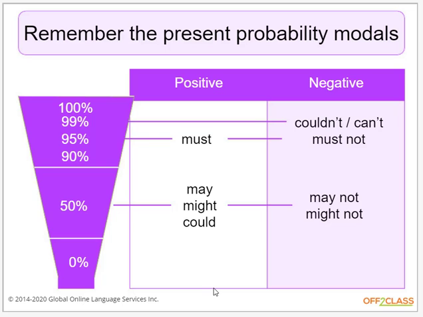Remember the present probability modals, right? So like positive, negative, and you can see there are percentages. So like must not, couldn't, can't. You see how very close it is to the top. You see here may, might, could, may or might not. It's a 50% chance. It may happen, it may not happen. It's possible it might not happen. It's possible it can happen. It's possible it will happen. It's possible it might happen.